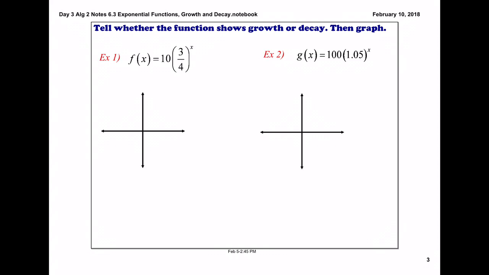Tell whether the function shows growth or decay, then graph. When we're looking at our function to see if it shows growth or decay, we want to look at our multiplier. In this case, our multiplier is 3/4. So 3/4 means our b is between 0 and 1. So we say that this graph is decay.